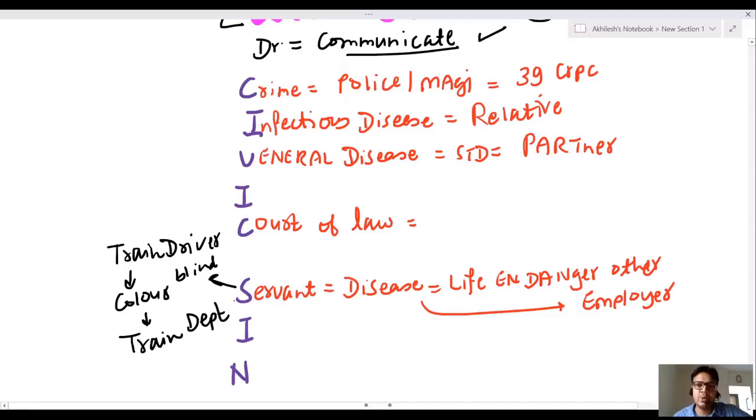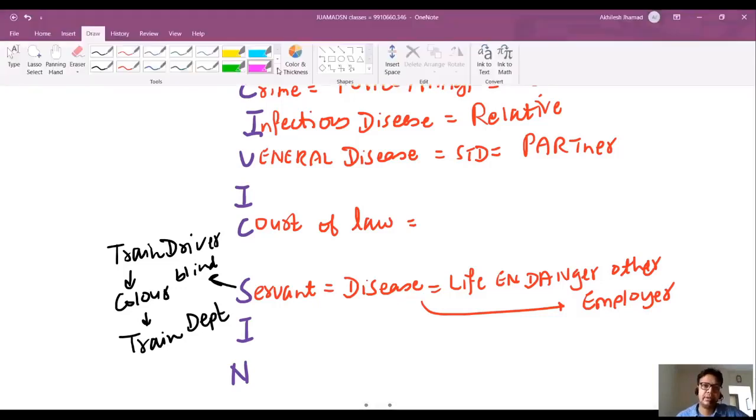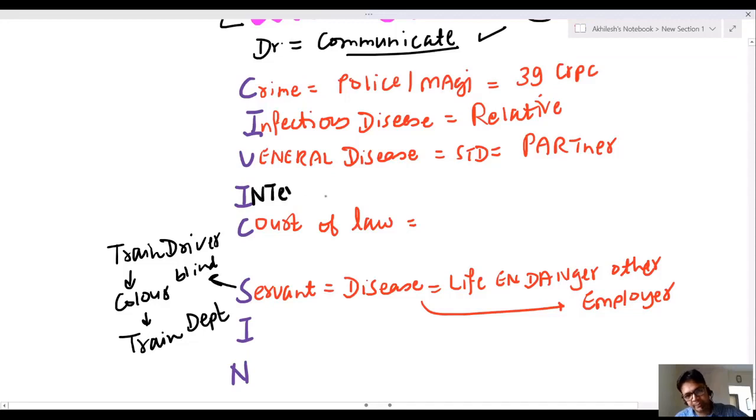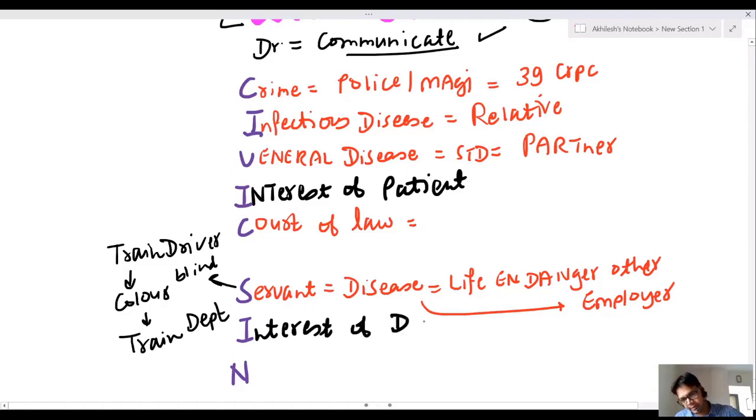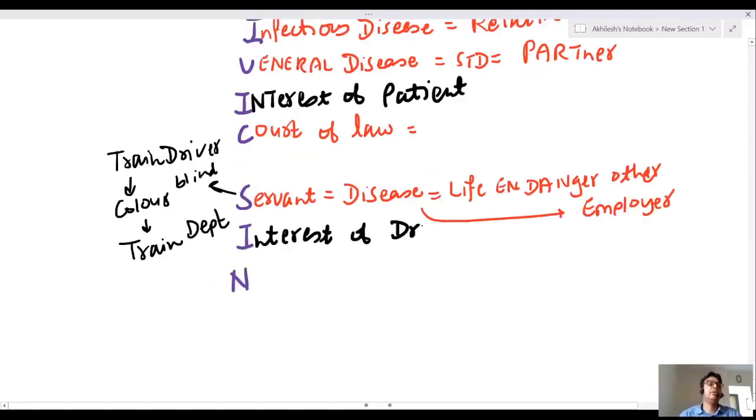Now, sir, what are the two I's? If there is any interest of the patient, it has to be informed to the patient or relative. Or if there is any interest of a doctor, it has to be informed to some people. Interest of patient and interest of doctor.